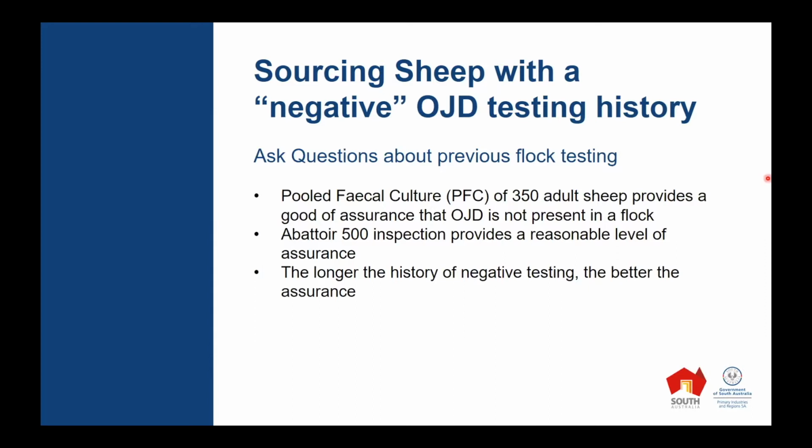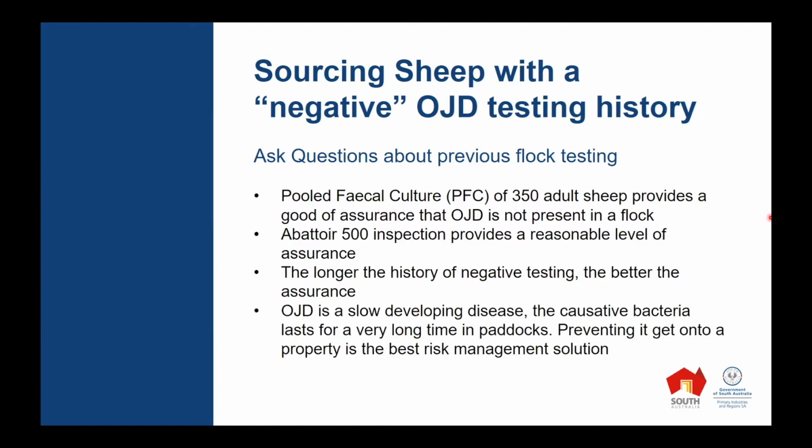Abattoir 500, though, is certainly not as accurate or as definitive a test as the PFC 350. As I said, the longer the history of negative testing, the better the assurance that that flock's free of Johne's. I talked about OJD being a slow developing disease and the fact that it lasts a very long time. Just reiterating that prevention in terms of preventing it getting onto your property is the best risk management solution, not trying to deal with it once it's there.